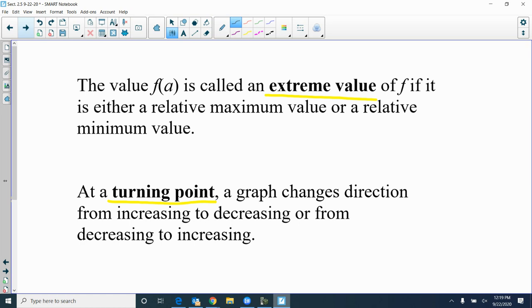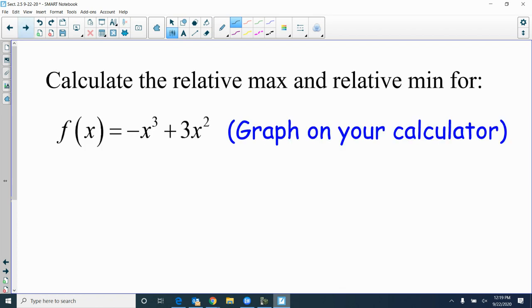All right, yep, flip it over. All right, we're going to graph this one on your calculator. Now the function is, it says calculate the relative max and relative min for f of x equals... 99 times out of 100, you're not going to be able to look at the function and tell me the relative max or min by looking at it. Okay, you're going to have some form of graph. Go ahead and graph it.